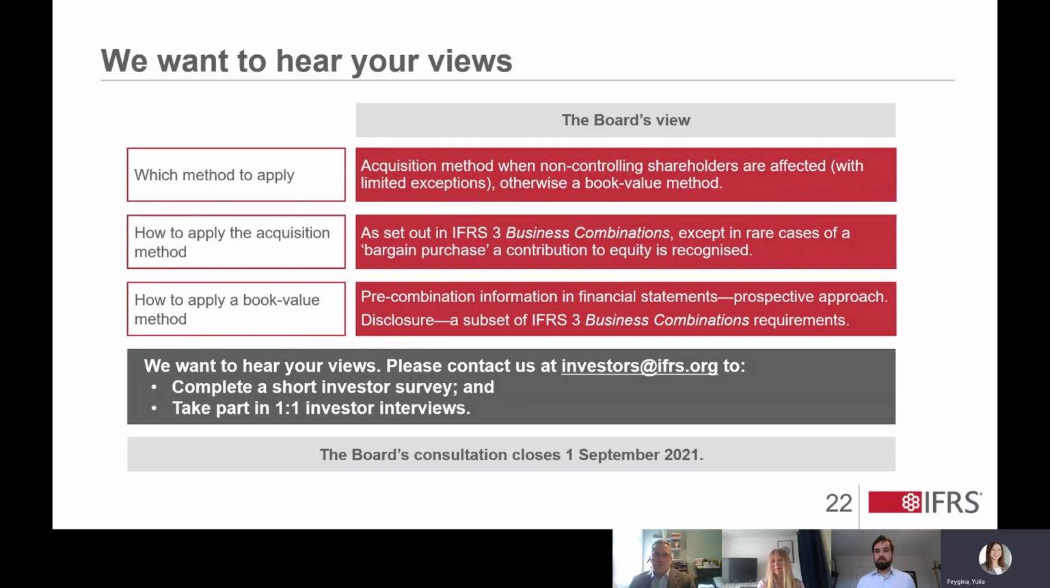Second, the acquisition method should generally be applied just as set out in IFRS 3 business combinations, except that in a rare case of a bargain purchase, the receiving company would recognize a contribution to equity rather than a gain in the income statement. And finally, when applying a book value method, a prospective approach would be taken for pre-combination information, which is similar to reporting mergers and acquisitions under IFRS 3 today, and some, but not all, disclosure requirements in IFRS 3 would apply.